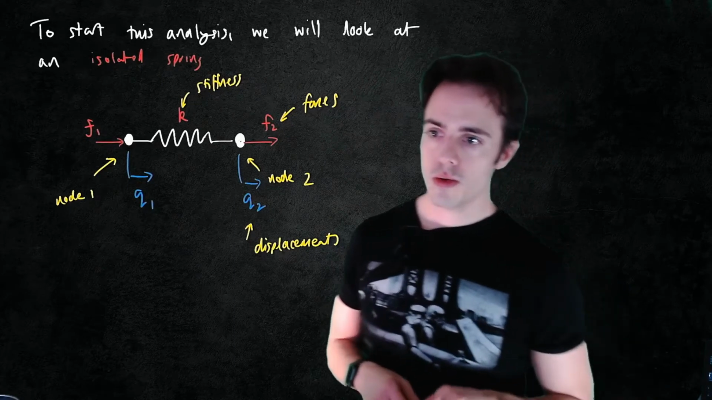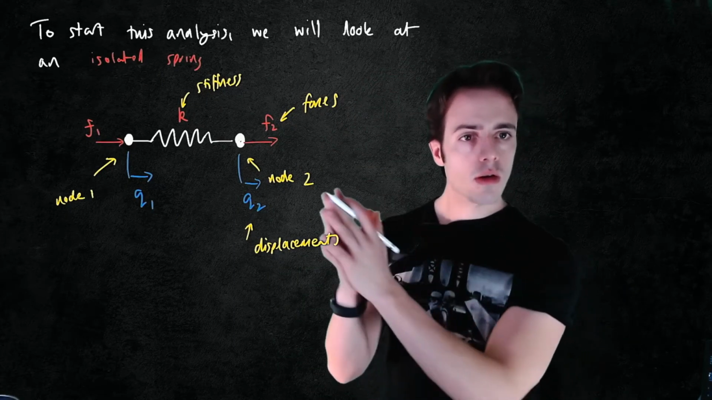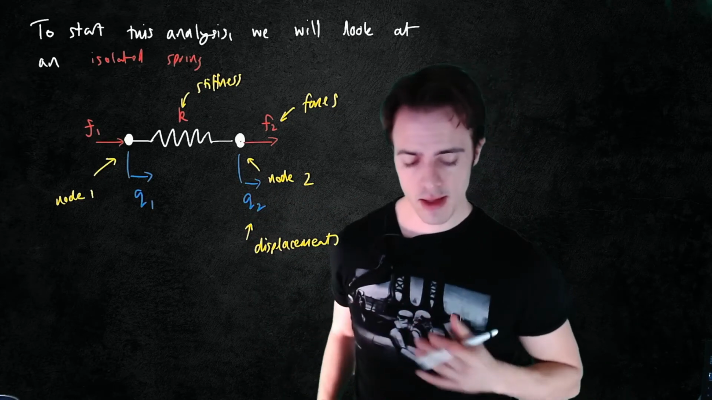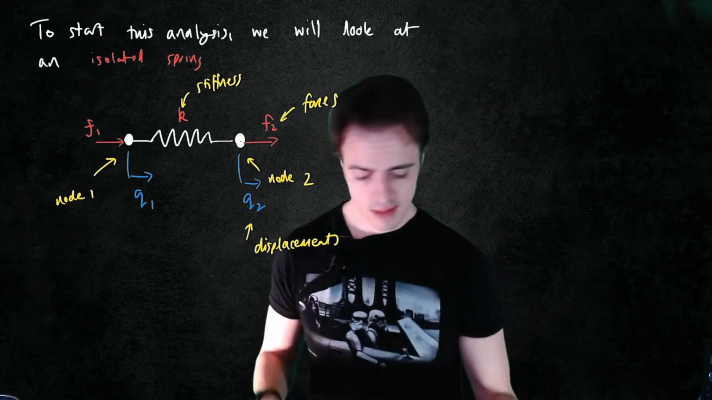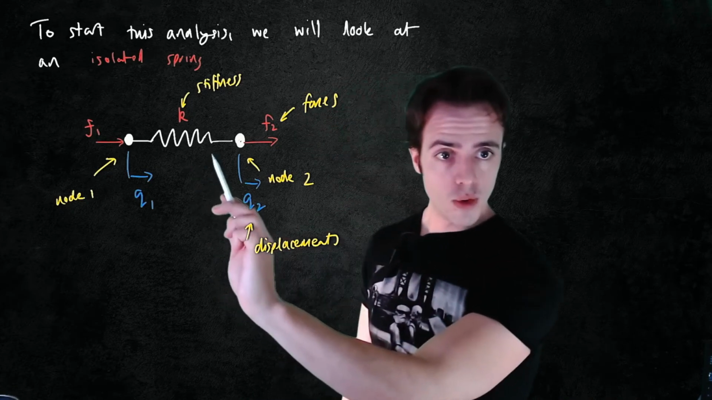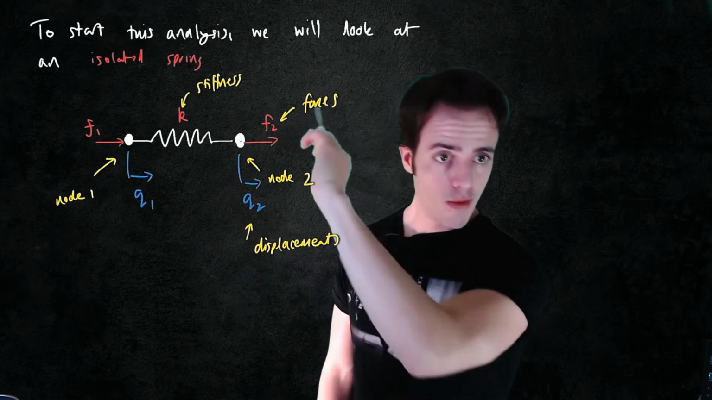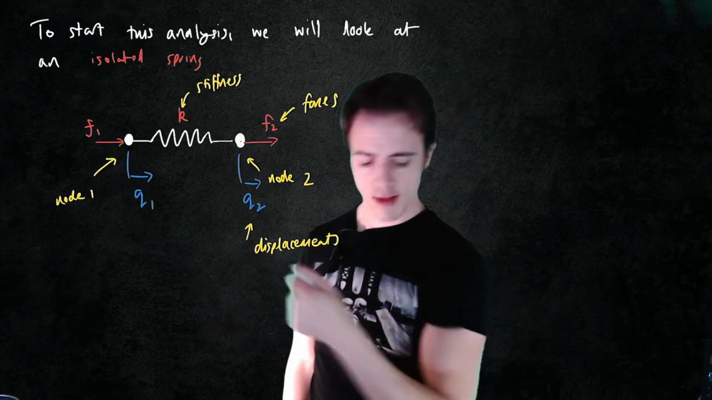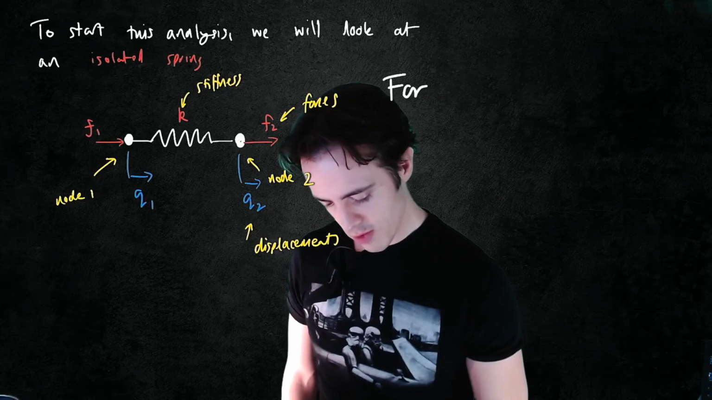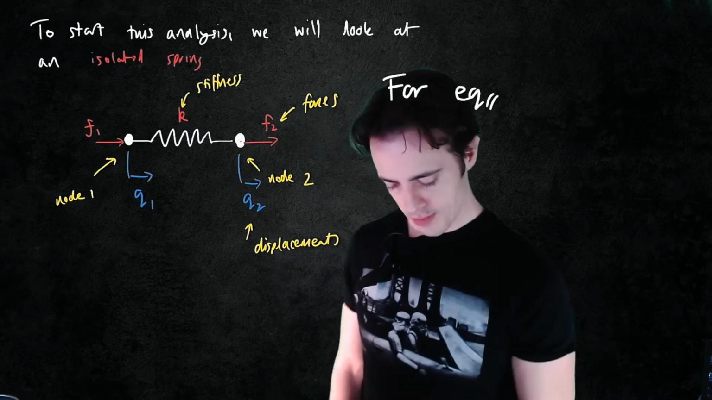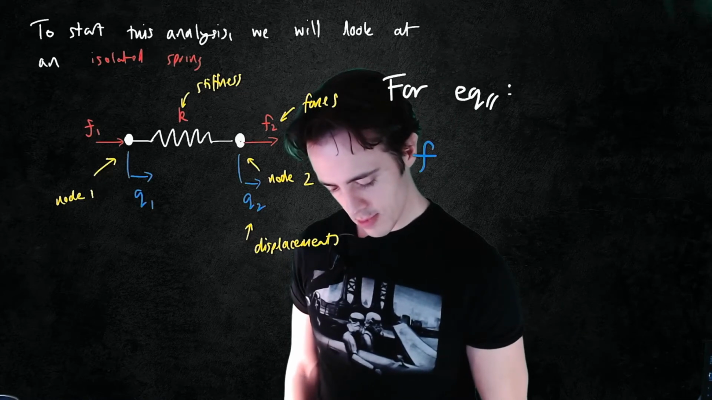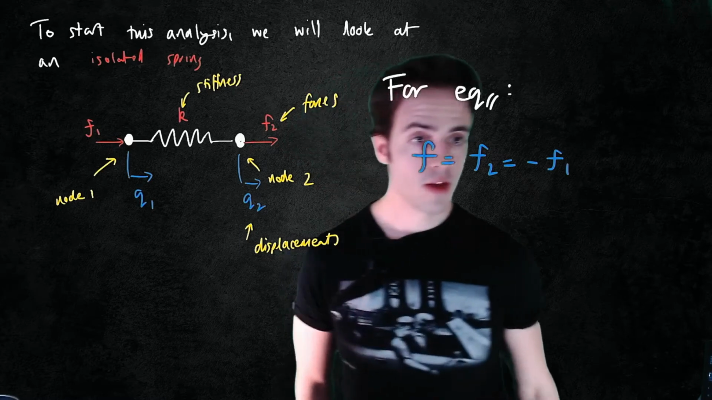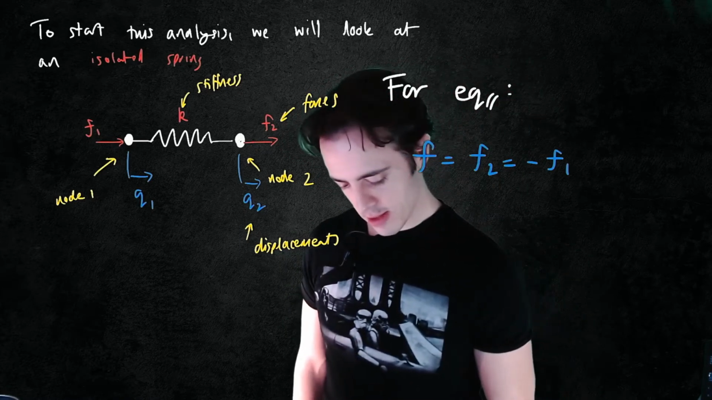Okay, so in order for this spring to be in equilibrium, so it's not extending too far and not accelerating, the total tensile force in this spring has to be equal to F1, which has to be equal to F2, that's what I'm pointing at, which has to be equal to minus F1. So we'll say for equilibrium, F is equal to F2, which is equal to minus F1. And here, this is just the tensile force in the spring.